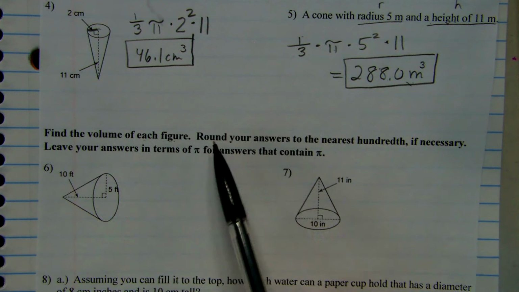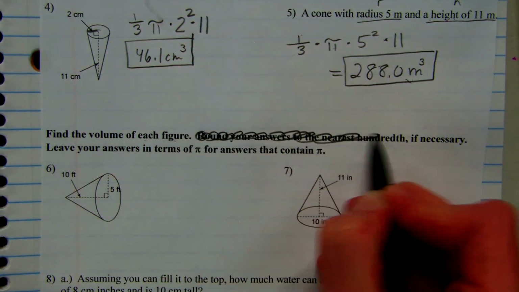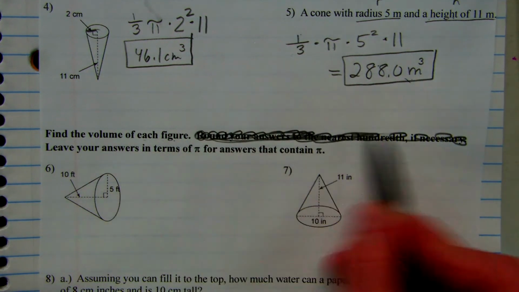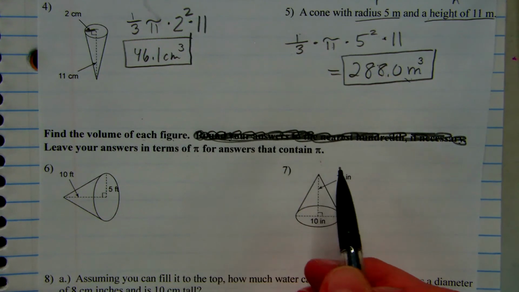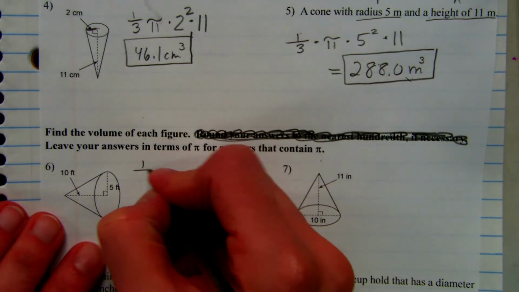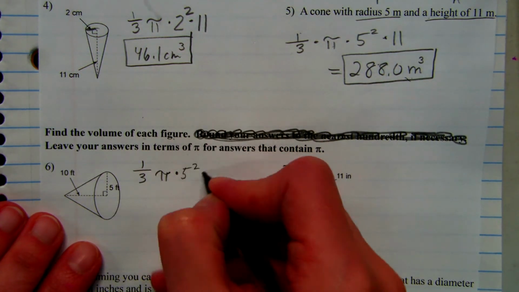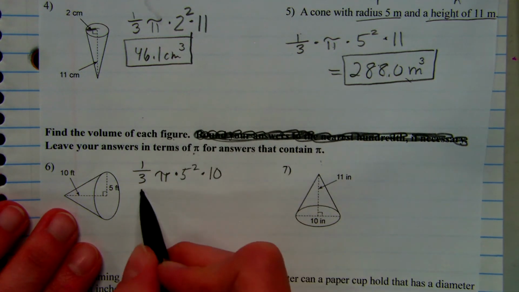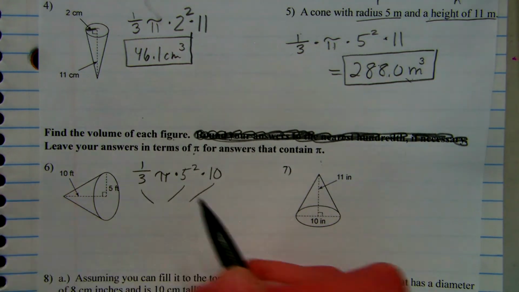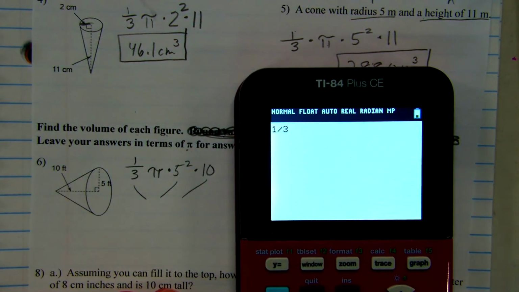All right, so let's look at the next part. Find the volume of each figure. Oh, the "round your answers" is actually not supposed to be there. The directions got changed down here, but I didn't get that part deleted. Sorry. So it says leave your answers in terms of pi for answers that contain it. So when we do this, we're going to have 1/3 pi. What's the radius? 5. So 5 squared, and then times the height, which would be 10. And if you're leaving pi in the answer, we just multiply all of this and leave the pi out of it. So on the calculator, you're going to do 1 divided by 3 for 1/3 times 5 squared times 10.